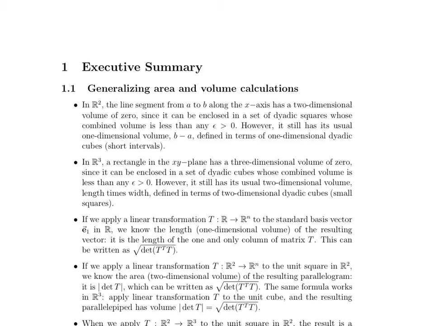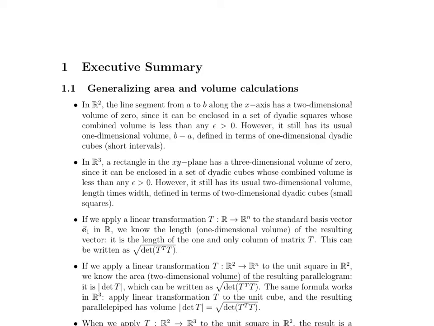We're looking at R2. We look at the line segment from A to B along the x-axis. It has a 2-dimensional volume of 0. Obviously, it's actually just a 1-dimensional subspace. But what that really means is that if we took some 2-dimensional dyadic squares and lay them on top of a line, we could make those dyadic squares as small as we like and still capture the line. So that means that you can take a set of dyadic squares whose combined volume is less than any epsilon greater than 0. Note that a line, though, still has 1-dimensional volume.